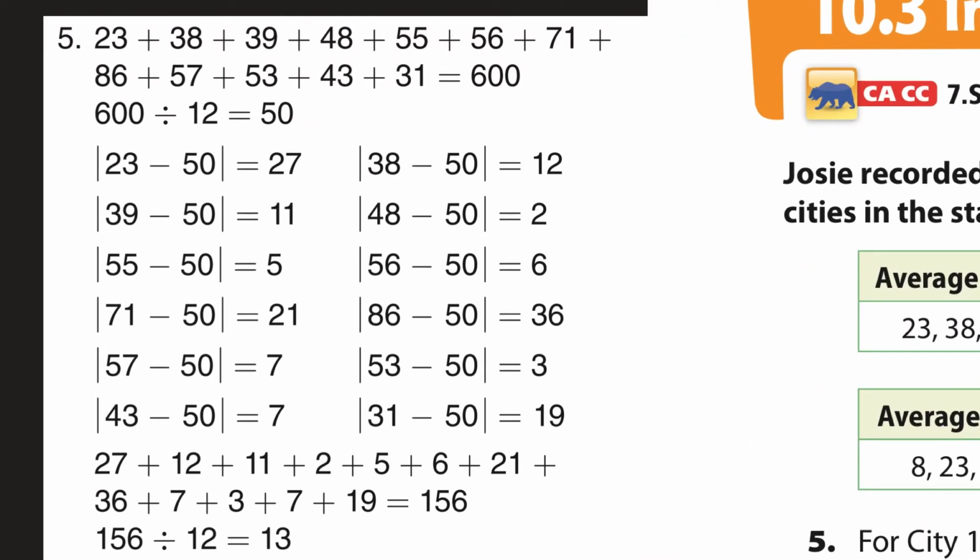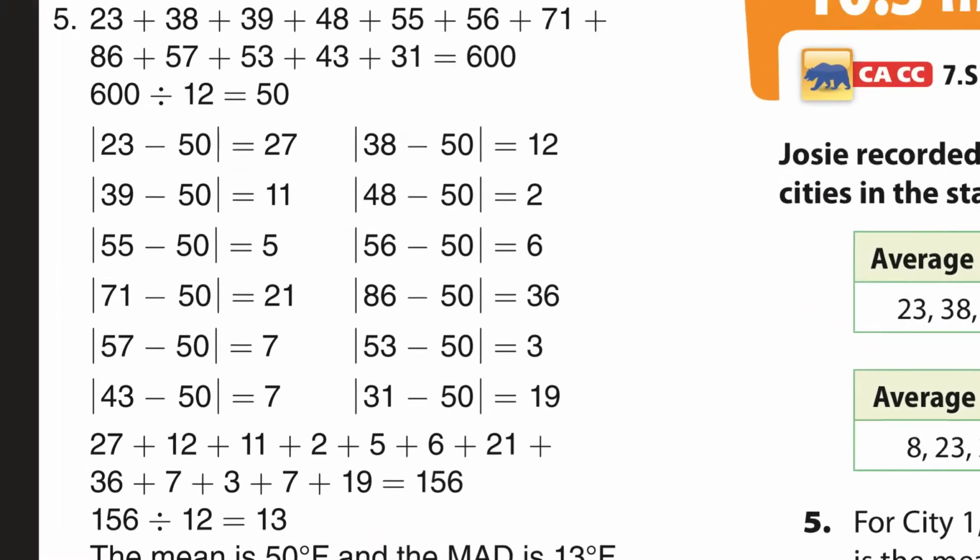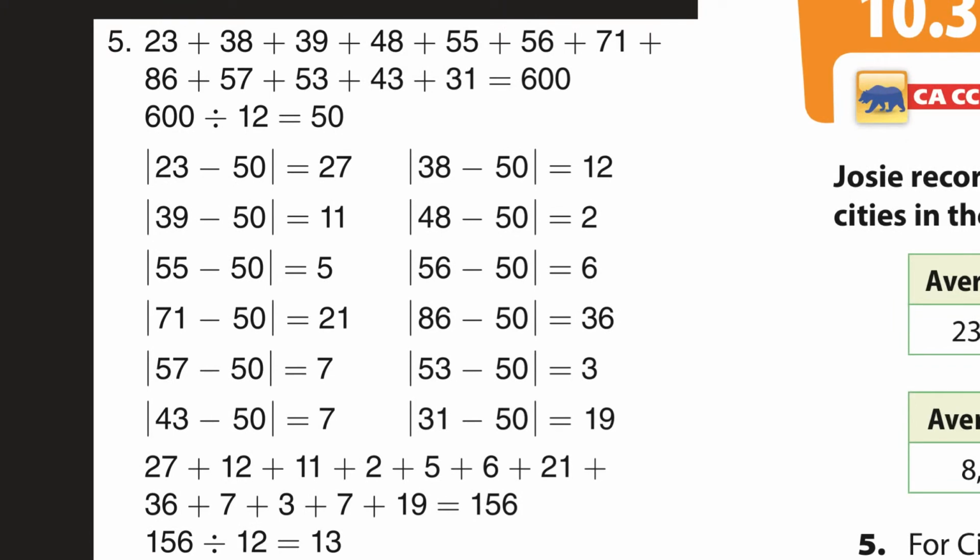So here are all the data points for city one, all the monthly temperatures. You add them all up, and that sum is 600. You take that 600 divided by 12, and it's 50. Now that 50 gets used on all of the data. It has to be subtracted from each data point.